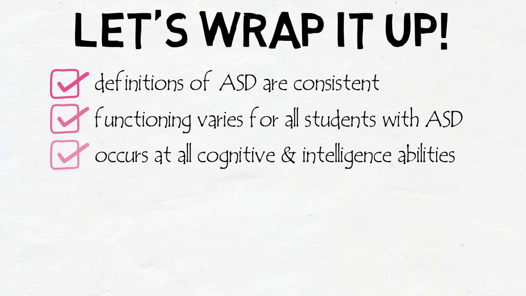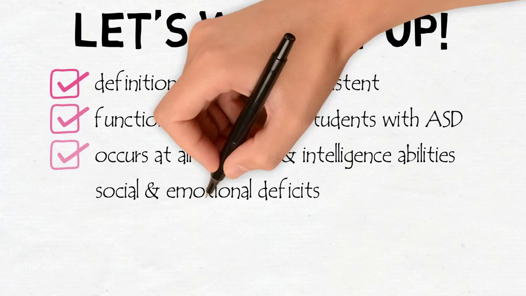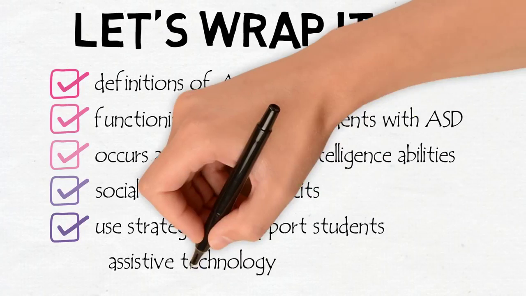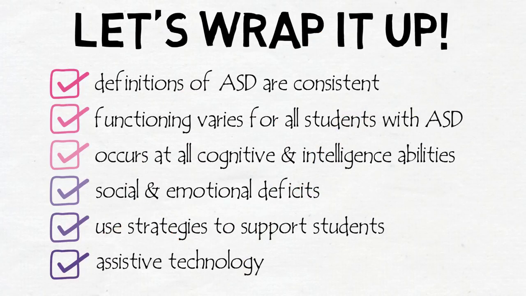ASD occurs at all cognitive and intelligence abilities. Social and emotional deficits are common across the entire spectrum. Teachers should use academic, behavioral, and social supports and strategies that will help the student function within the class. Assistive technologies can bridge the gap and keep students with ASD at ease.